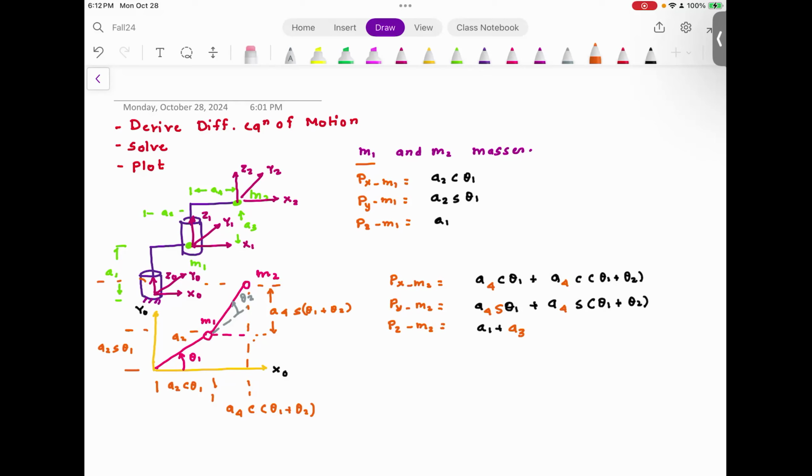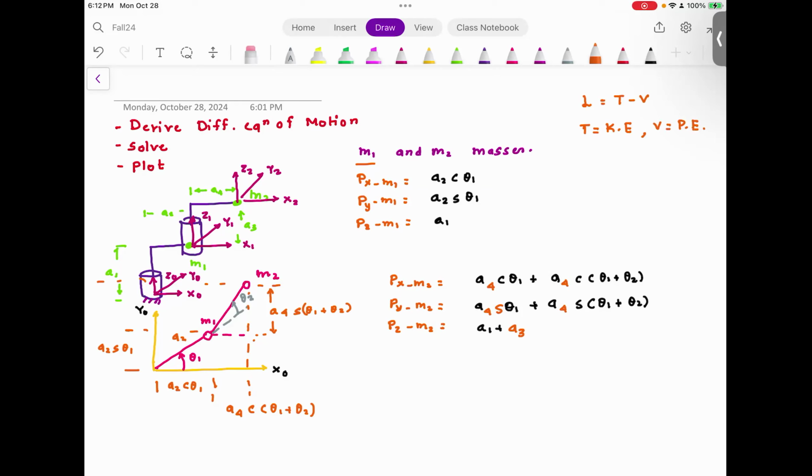Now, remember, what we need to do is we have to use the Lagrangian. Lagrangian is given by L. L is nothing but T minus V, where T is the kinetic energy and V is the potential energy.